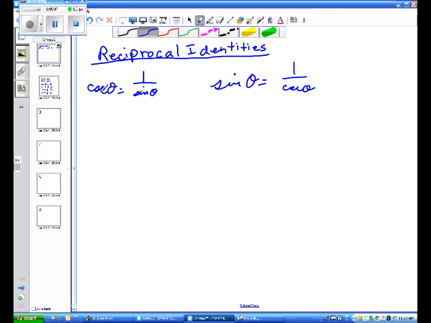So we can put here that the secant of theta is equal to 1 over the cosine, or that the cosine of theta is equal to 1 over secant. More often we will change secant to cosine than we would cosine to secant.